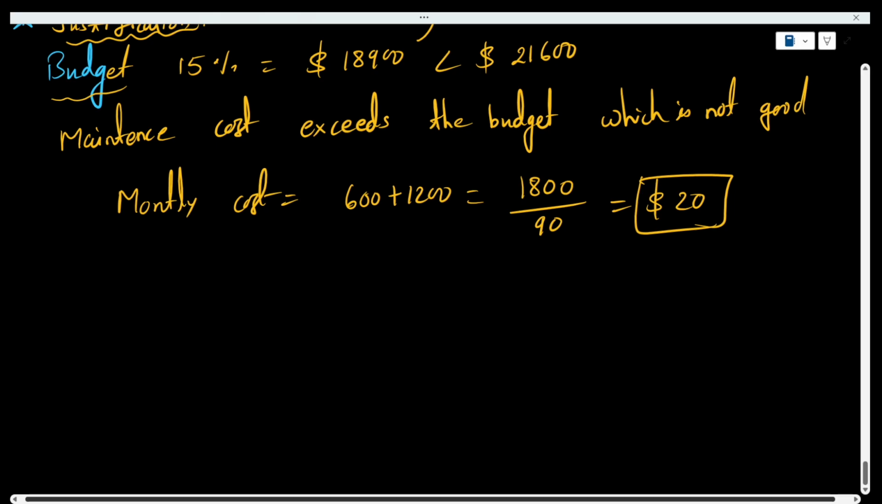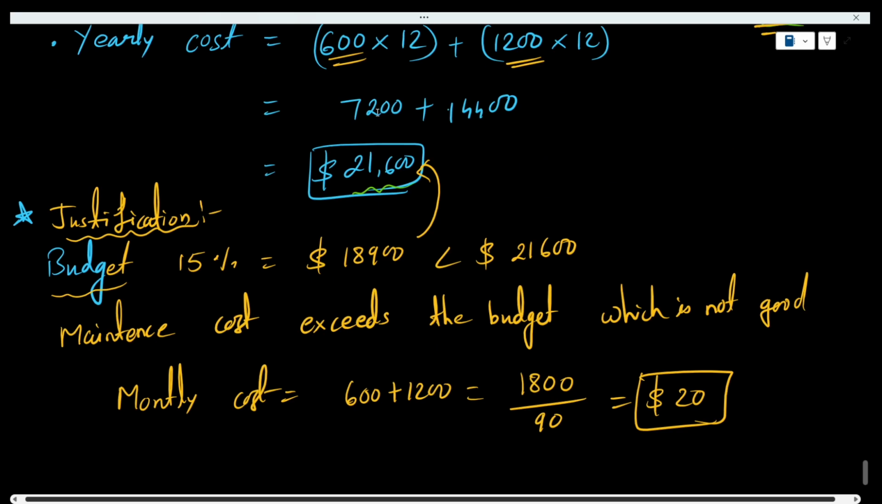The yearly budget also, it is not good. It should reach at least this minimum based on the cost. That's called justification. You will justify whether the allocated fund is suitable or not. So hope you got this.